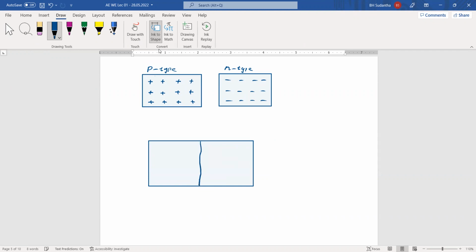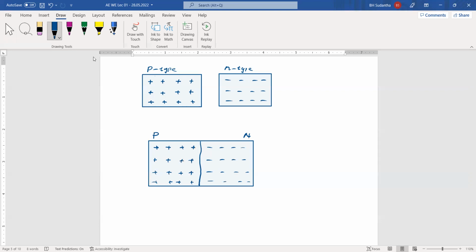Assume that this is the barrier here, this is the junction here, and this is the situation, and when we connect these two types together, okay. But what will happen after that?